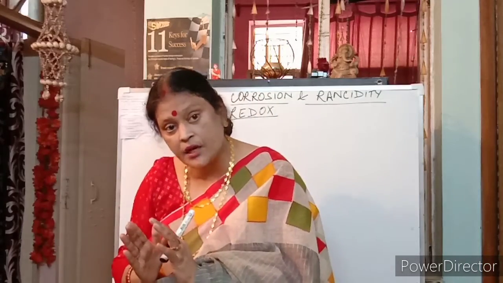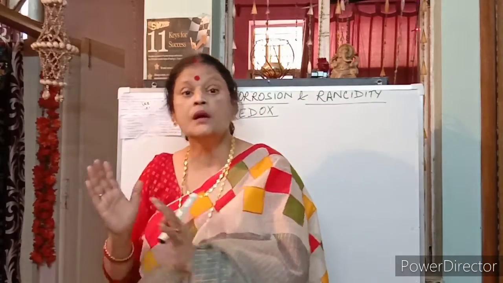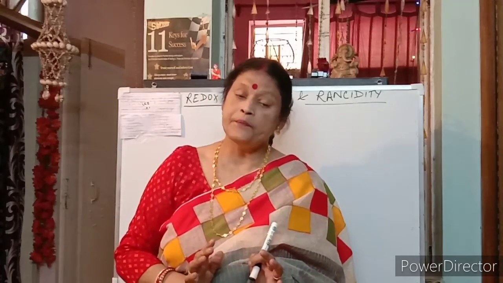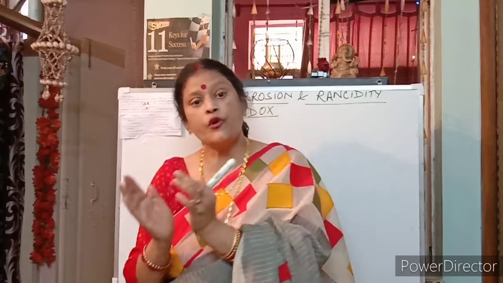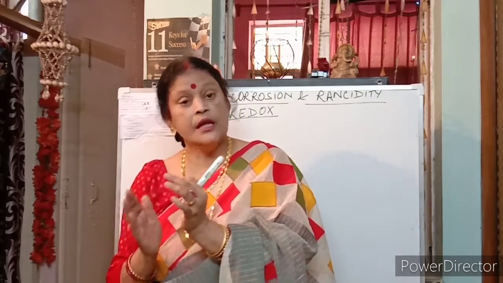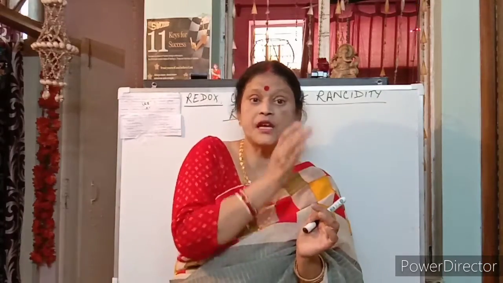First is combination reaction, in which two simpler substances combine to form a complex substance. Clear? That means two simpler substances, when they are combining to form the complex, is known as combination. Decomposition, when the complex substance breaks down to give the simpler substance, then it is decomposition reaction.